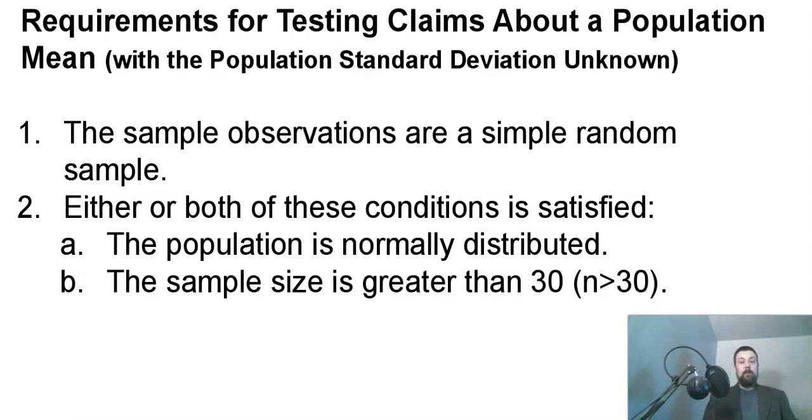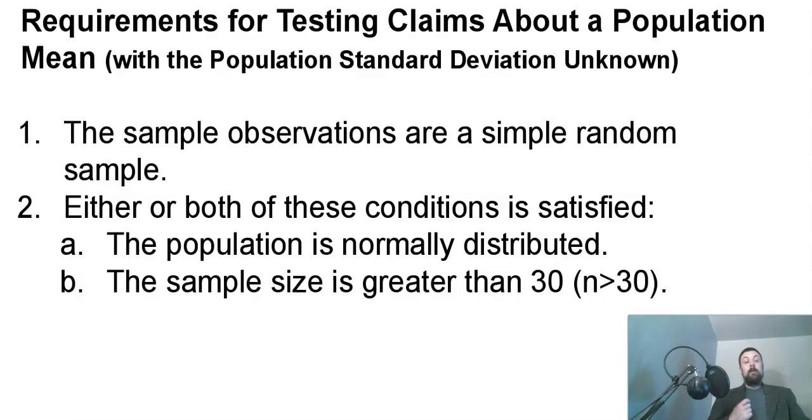Here are the requirements for testing claims about a population mean. Assuming that the population standard deviation is unknown, which should generally be the case. If you're testing a claim about an unknown mean, you most likely wouldn't know the population standard deviation. Now in chapter 7, we had that discussion, and I think we did at least one example where we assumed we knew the population standard deviation. I don't think I'm going to do that in chapter 8. So for these problems, we don't know the population standard deviation, which means we will have to use the t-distribution in order to test the claim.